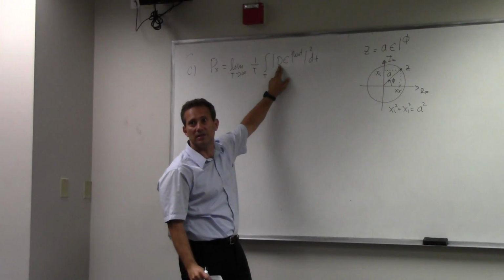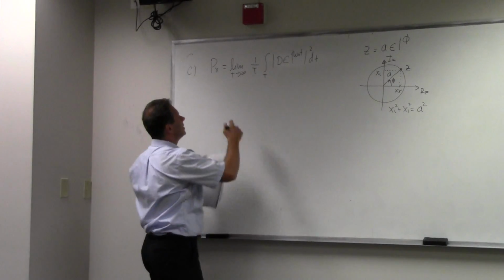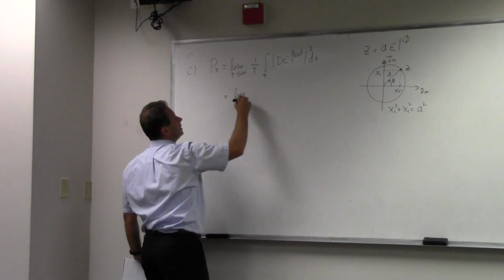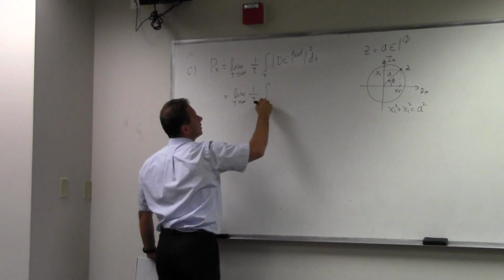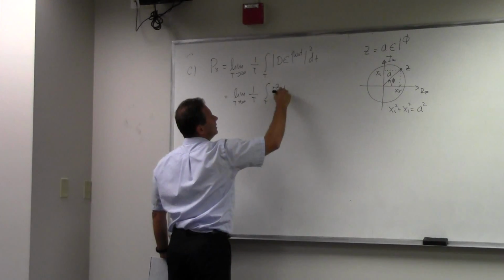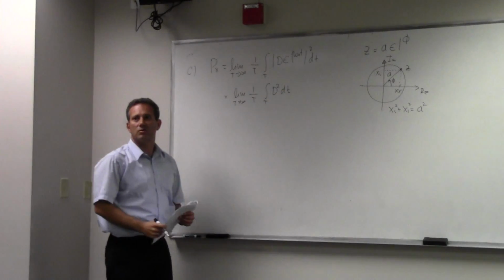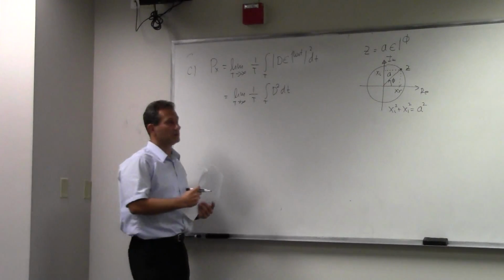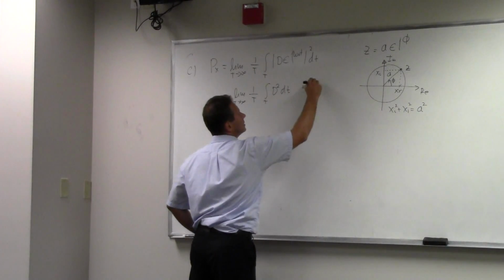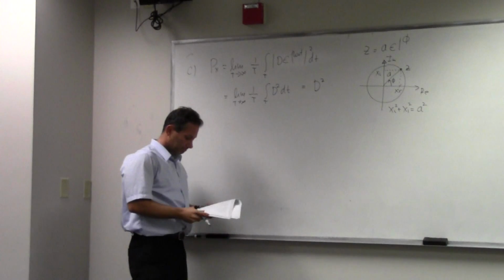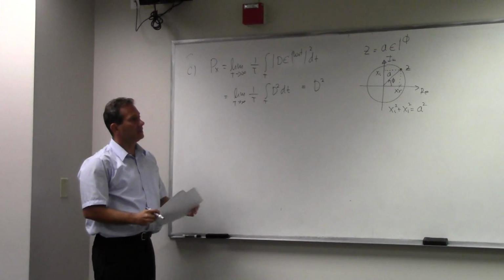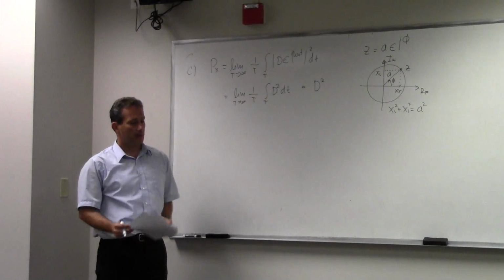The magnitude of this is d, right? So this becomes easier of all the cases. This is limit t goes to infinity, 1 over t, integral over t, d squared dt. So I'm averaging d squared over time. So what's the average of d squared? Just d squared, right? So the power here is d squared. Okay. So that's the definition of the energy and the power of the signal.